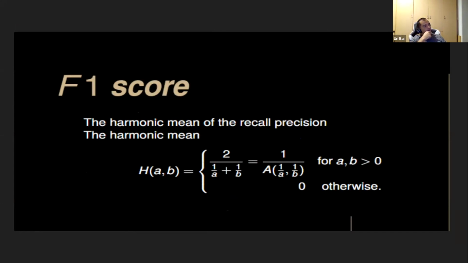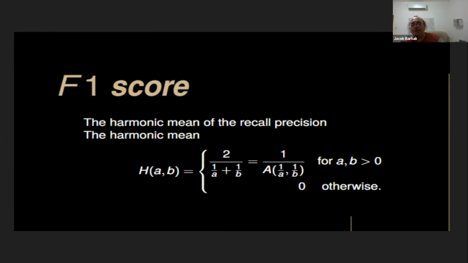The F score, you probably heard about that, is the harmonic mean of the recall and the precision. The harmonic mean is just 1 over the arithmetic mean of 1 over A and 1 over B. So this is the way I see the F score. Any questions?